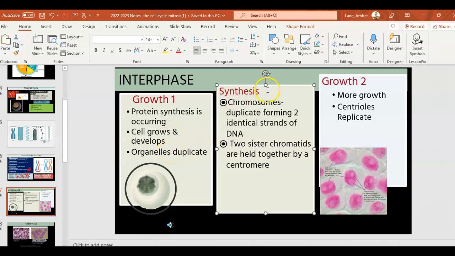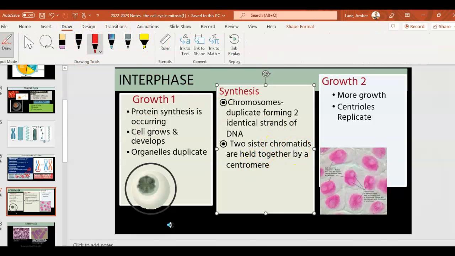Synthesis comes along. Synthesis is not quite as long a phase as growth 1. The chromosomes are going to duplicate, forming 2 identical strands of DNA, or 2 sister chromatids that are held together by the centromere. So just a quick reminder, you've got your centromere, this is a single chromosome.